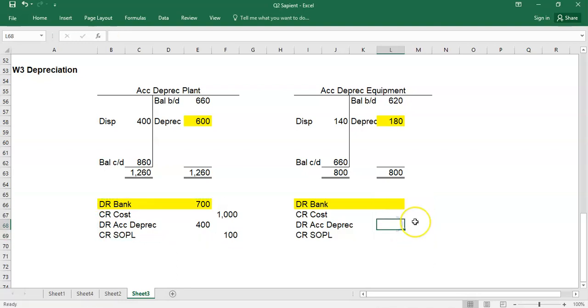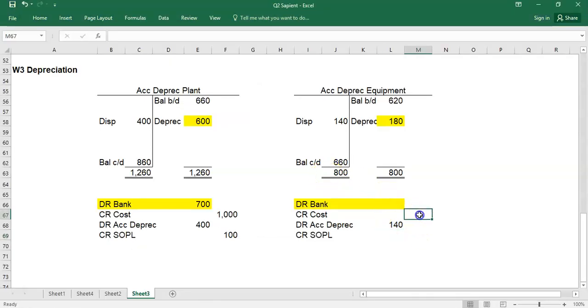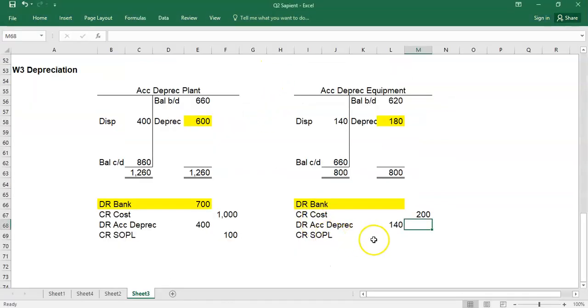In this case, we know we debited accumulated depreciation 140 because we worked that out as the difference between cost and the net book value. We know we credit cost 200 to get rid of it. And you're told in the question you made a loss of 20. So that must have been a debit to the P&L of 20.